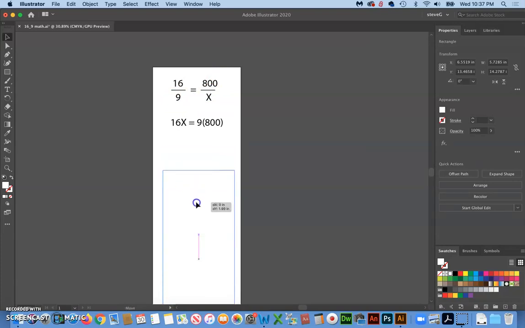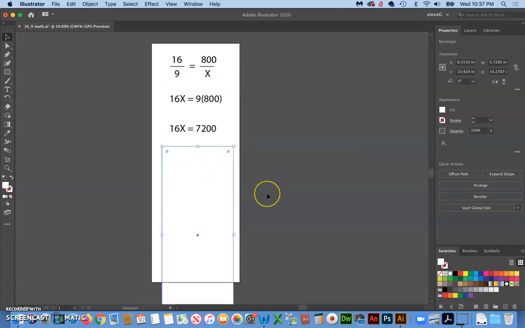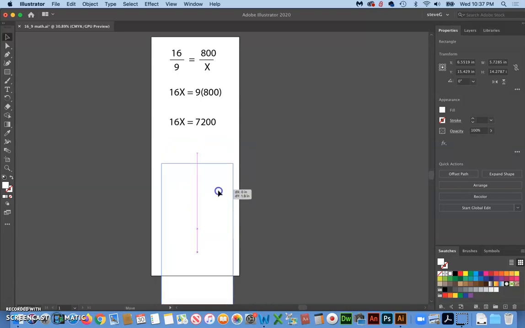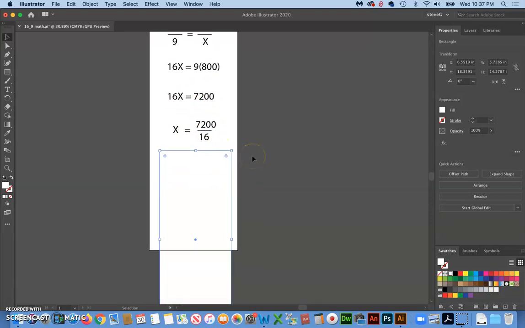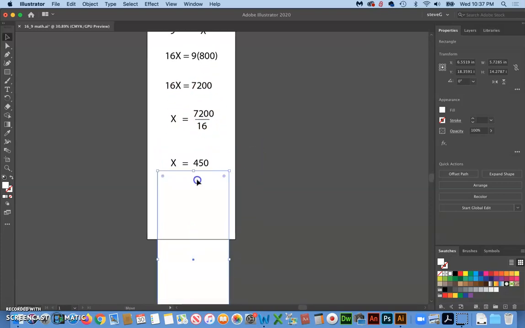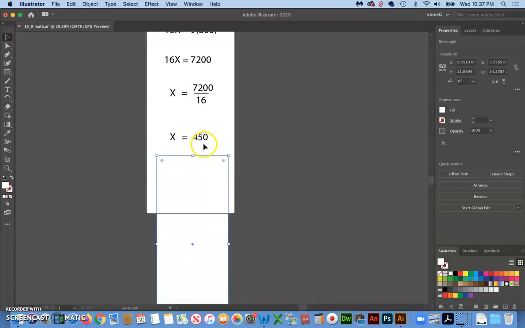Just like that. Then you actually multiply 9 times 800. Looks something like that. Then you solve for x by dividing both sides by 16, and then you have x equals 7,200 divided by 16. Punch that into your calculator and you come up with that x equals 450. So in other words, what you're saying is that 16:9 is the same as 800 to 450.